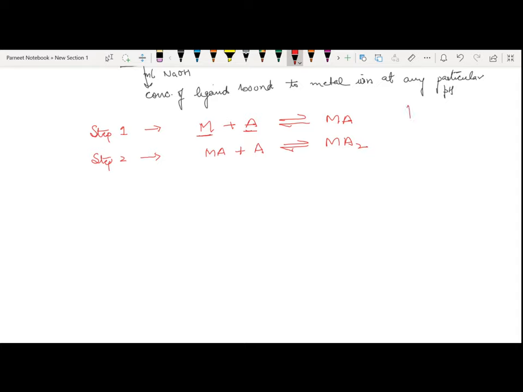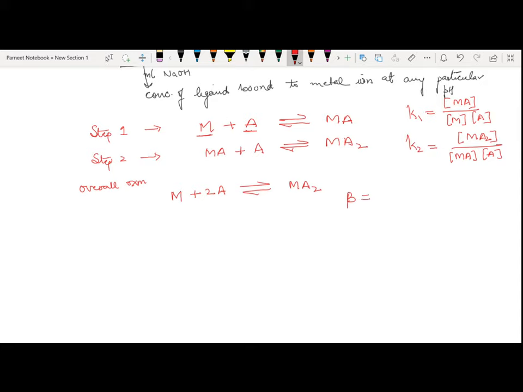If I write the stability constant for the first step, K1 will come out to be MA divided by the concentration of M multiplied by the concentration of A. For the second step, my stability constant K2 is equal to MA2 divided by the concentration of MA multiplied by the concentration of A. So my overall reaction is one molecule of my metal combining with two molecules of my ligand to give me my final product, and the overall stability constant will be the product of the individual stability constants. And what will it be equal to?